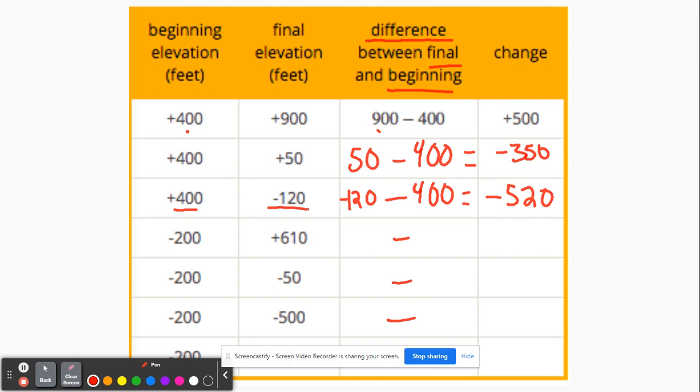All right, go ahead, pause the video, finish the remaining parts of the table.